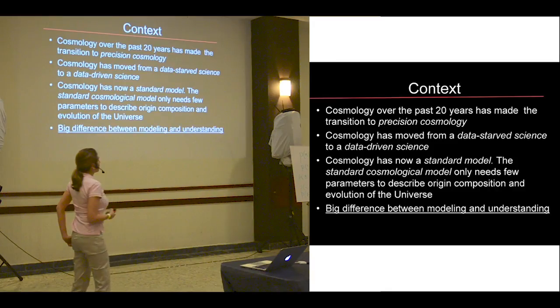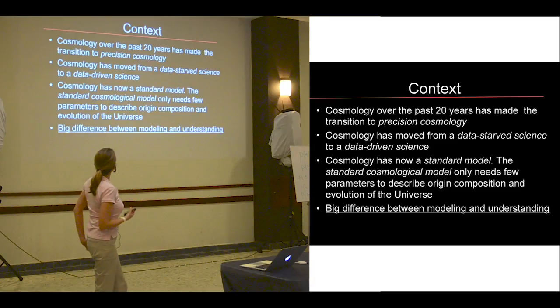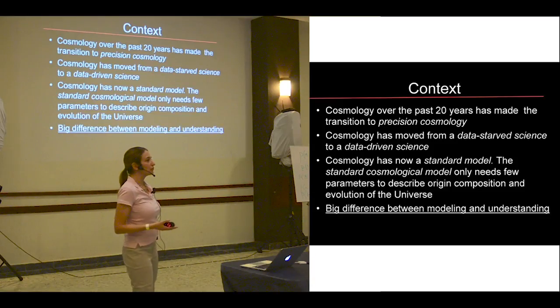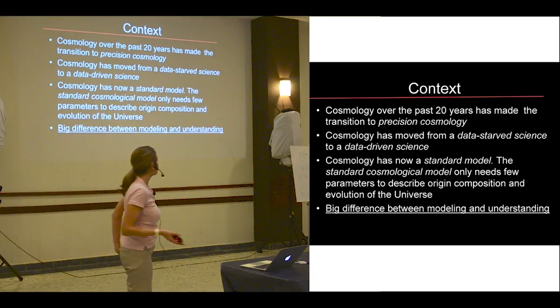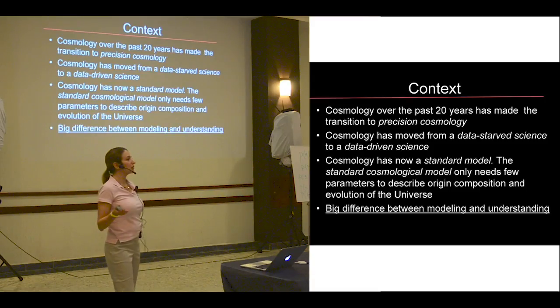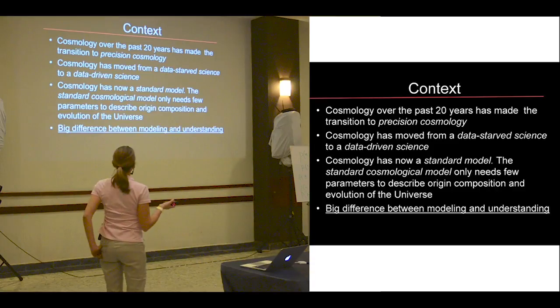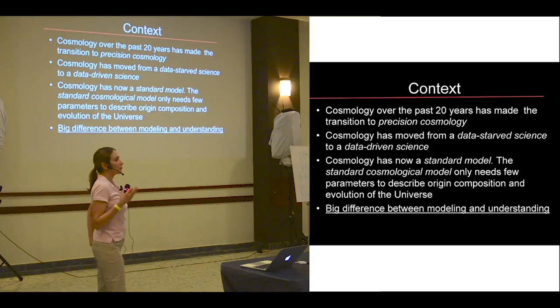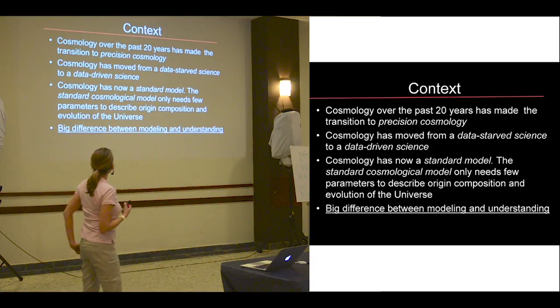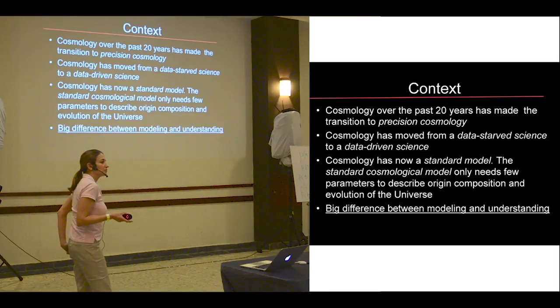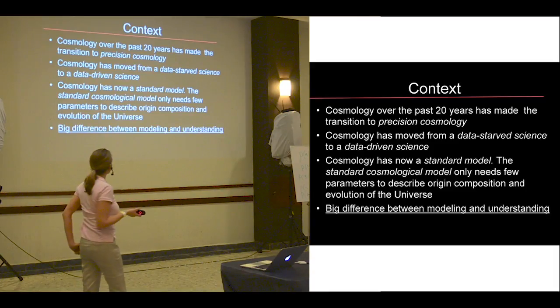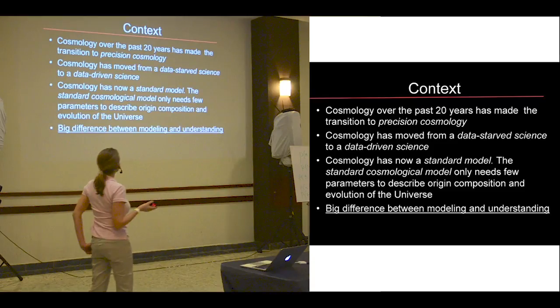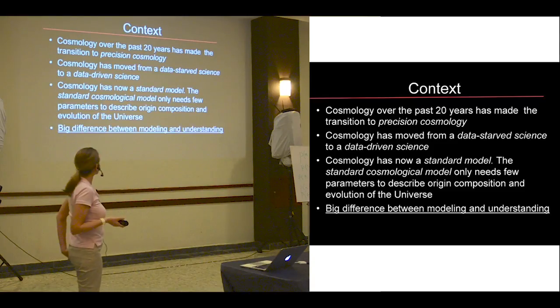As a result of this, cosmology has a standard model, which is called the standard cosmological model. For friends, it's the vanilla Lambda CDM. Do you know what this model is? Okay, good. For our purposes right now, this model needs only a few parameters, 6 parameters basically, to describe the origin, composition, and evolution of the universe.